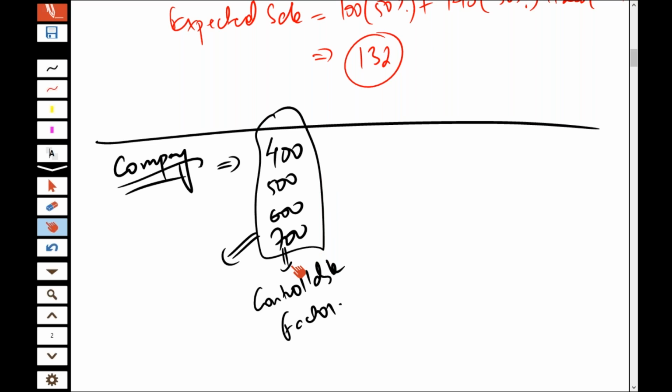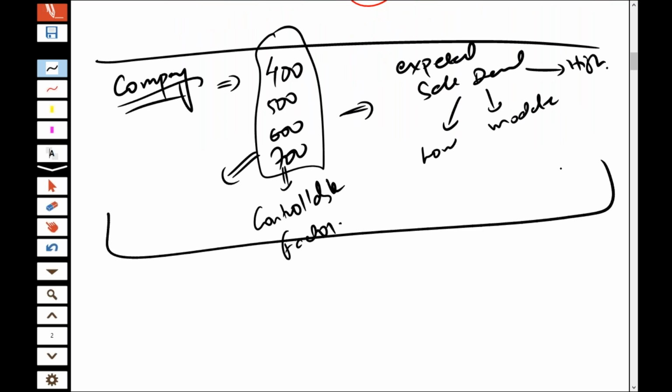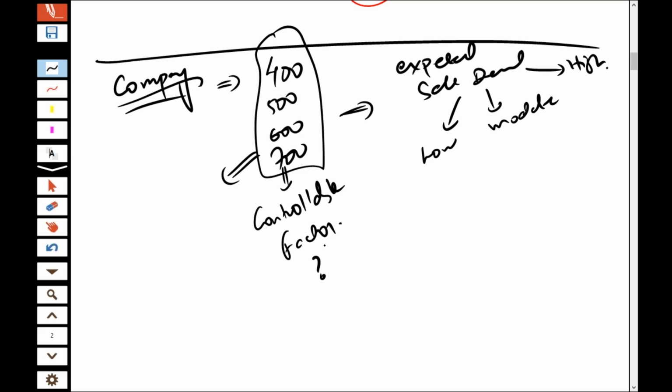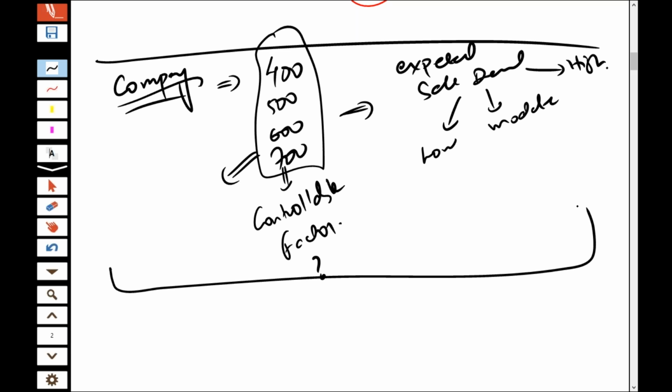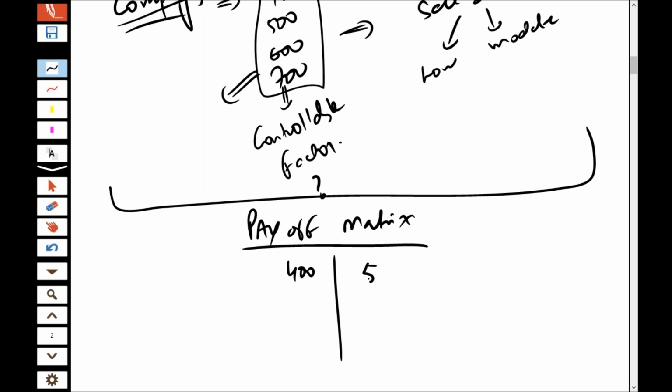Now, the next step is, you need to understand that the expected sales demand could be low, could be moderate, could be high. In such circumstances, if you have to decide which specific sales figure we are going to go for, you need to ideally develop a payoff matrix. Now, what exactly do you mean by this payoff matrix? This payoff matrix would have these columns: 400, 500, 600, 700.